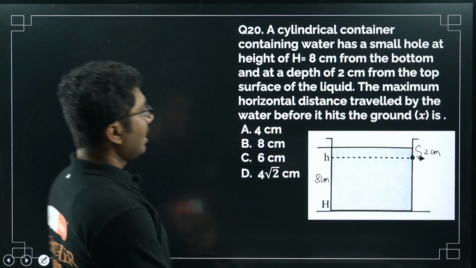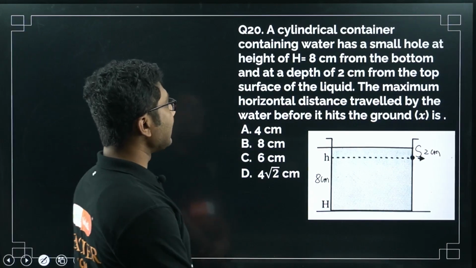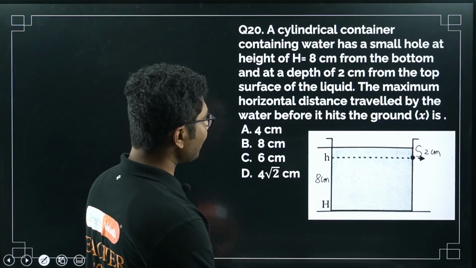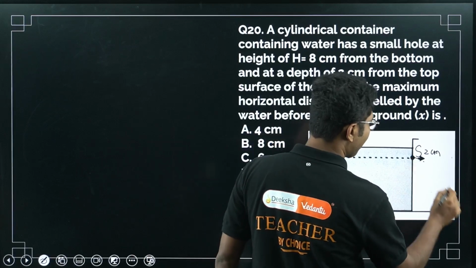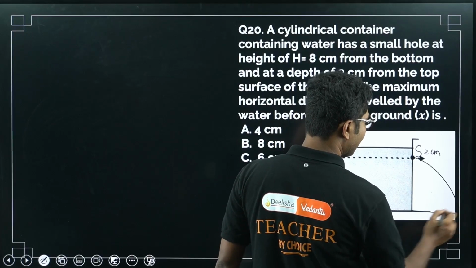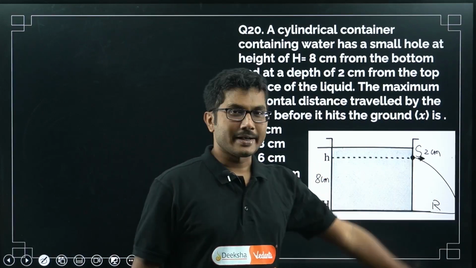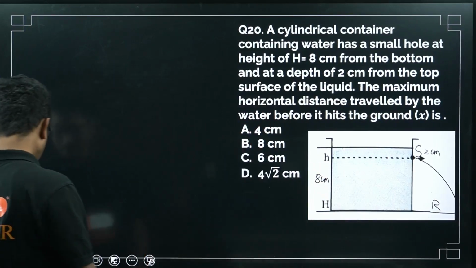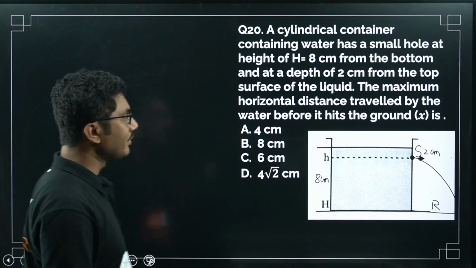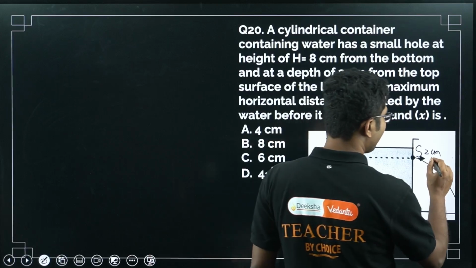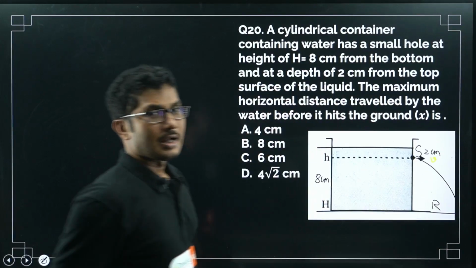Find the maximum horizontal distance traveled by the water before it hits the ground. So this distance is r. This is actually a kind of projectile motion. Okay, so what we will do is first find the speed. What is the speed of the outgoing water?